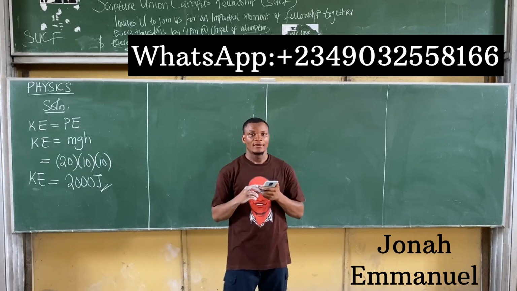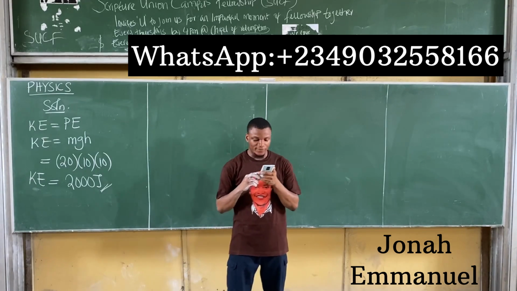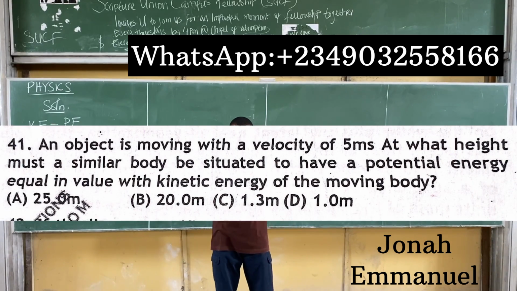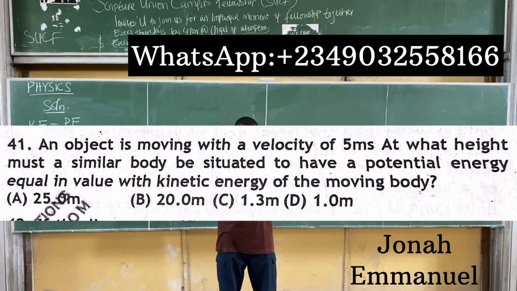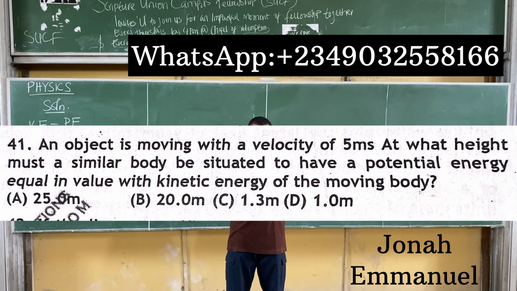Moving on, the next question says an object is moving with a velocity of 5 meters per second. At what height must a similar body be situated to have a potential energy equal in value with the kinetic energy of the moving body?